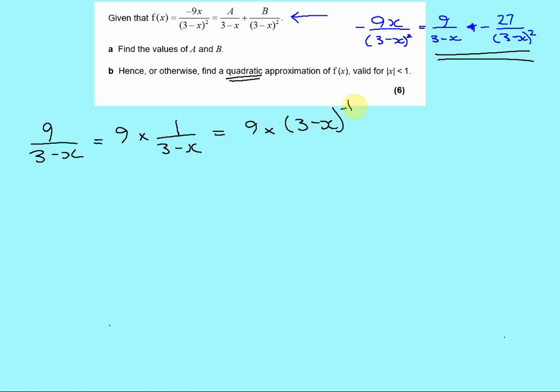If you have a power that is negative, you have to use the alternative formula, the 1 plus nx, etc. But that only works if this value here is a 1. So what we have to do is factorize. So I'm going to write this out. This is the same as 9. We're going to factorize for 3, and that would give me this.